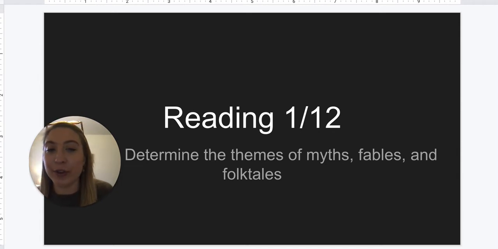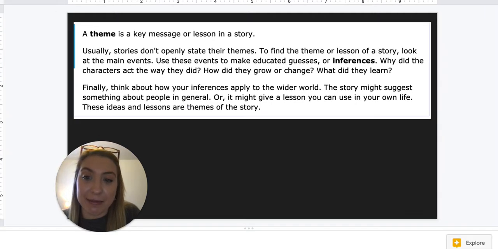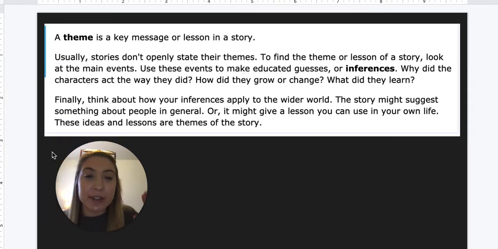Let's go over and review what a theme is. A theme is a key message or the lesson that the story is trying to teach us. Usually stories don't openly state their themes. So to find the theme or lesson of a story, we have to look at the main events, what's happening in the story, and use these events to make an educated guess. These guesses are called inferences. But we're not just randomly guessing. We're guessing after taking the events in the story to figure out which one makes the most sense.